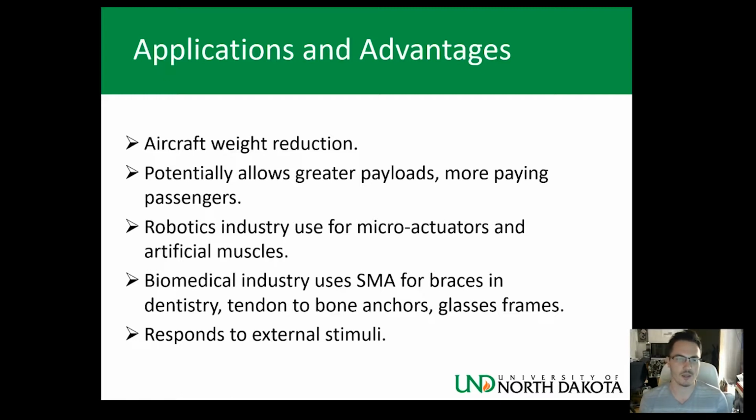It's an advantage. In the robotics industry, you see their uses: micro actuators and artificial muscles. I'm sure some of you have seen some of the artificial muscles on some of these Japanese robots that are doing some pretty cool things now. The biomedical industry uses them for braces and dentistry, as well as tendon-to-bone anchors and glasses frames. I'm pretty sure we've all seen the glasses frames. These aren't them, so I'm not going to break these. But some of them you can bend them and twist them, and they just return back to their original form. It's a pretty impressive use of shape memory alloys. They are able to respond to external stimuli as well, like heat and cold.